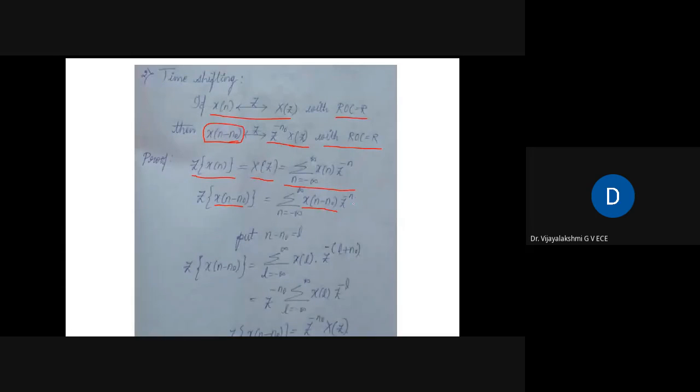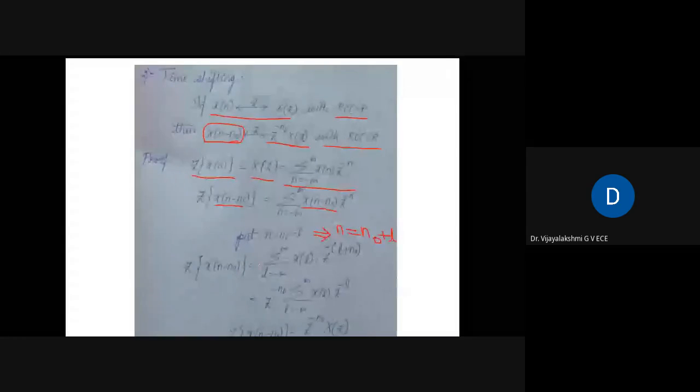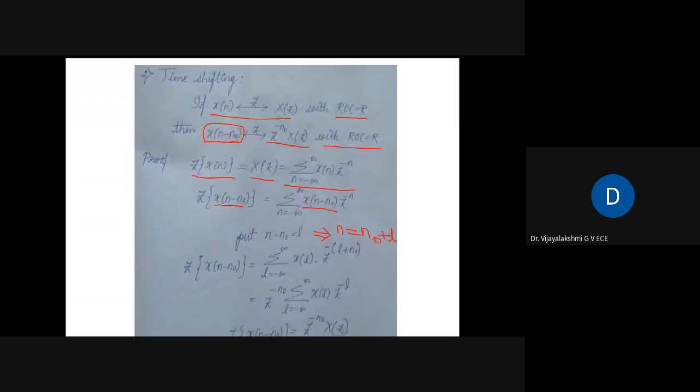Now, for simplification, we'll do some small changes. I'll substitute n minus n naught equal to L. With this, n becomes n naught plus L. Now let us substitute this in the above equation. I am taking the Z transform of x of n minus n naught. What was the index earlier? It was n, but now I substituted n minus n naught equal to L, so the new index for the summation is L.